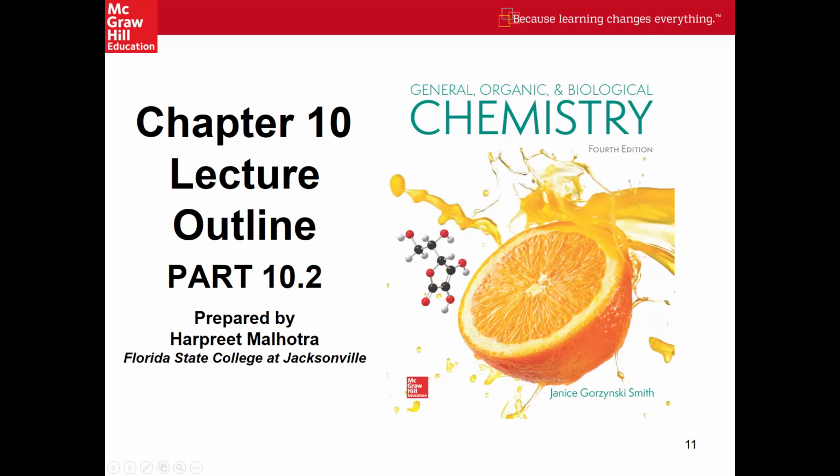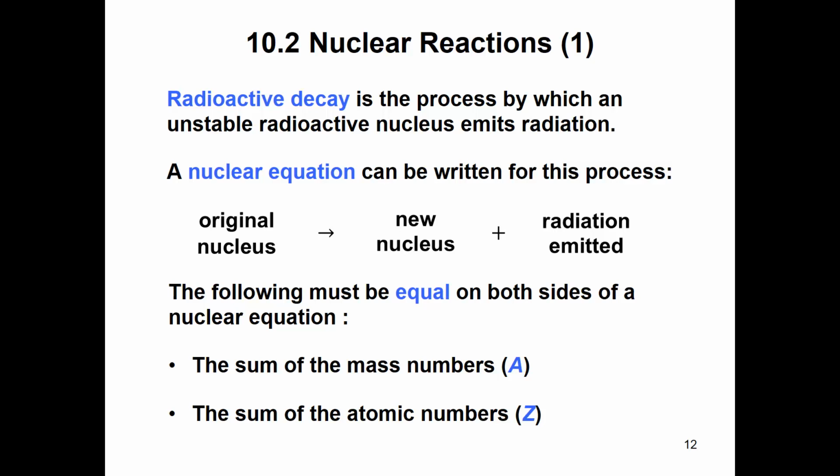So now that we have seen how these reactions can produce particles, we're going to look at some specific examples so that we can see how these reactions are written. In radioactive decay, an unstable nucleus emits radiation so it becomes more stable.